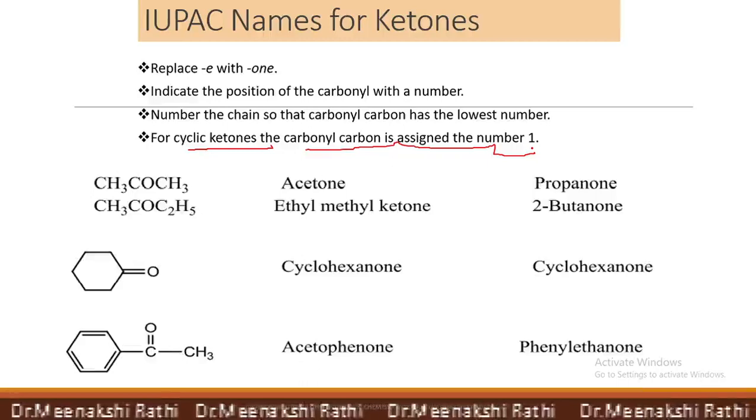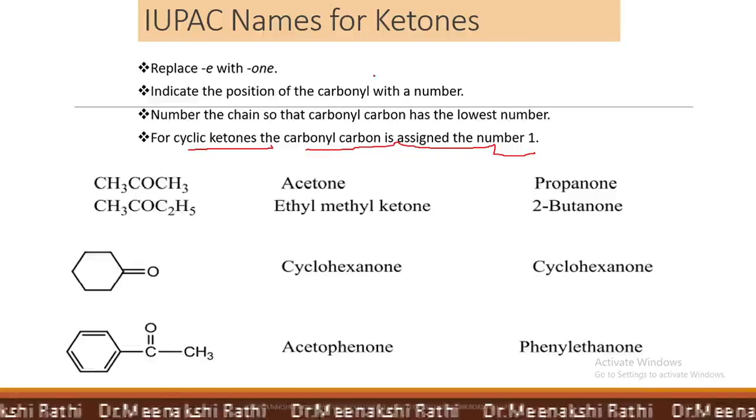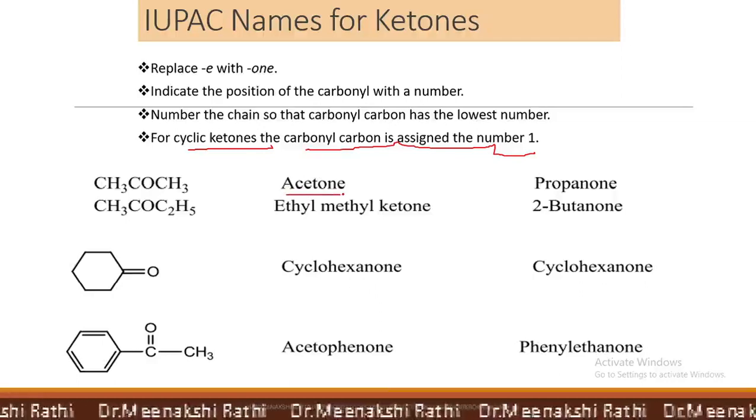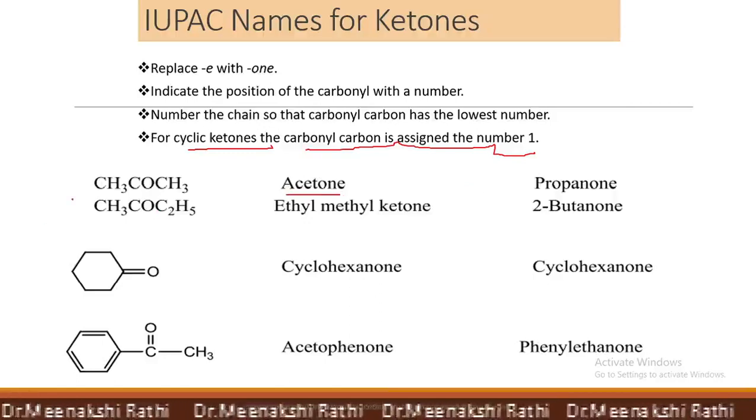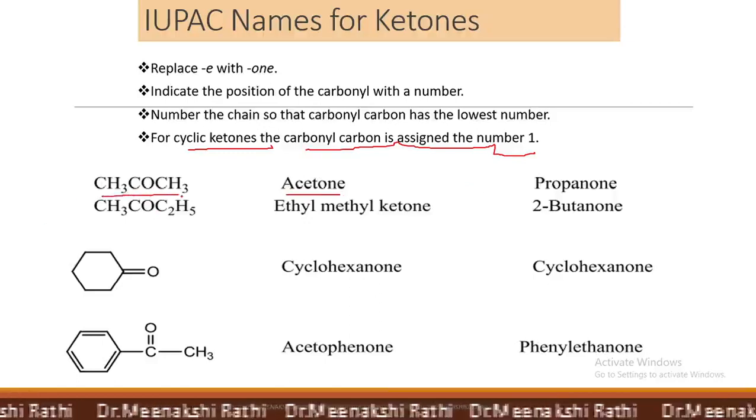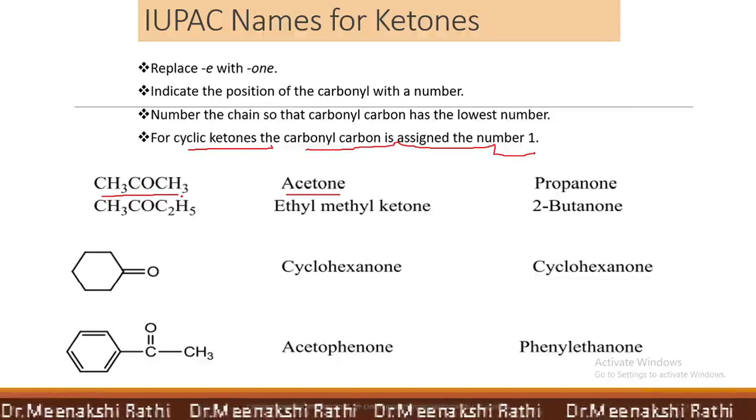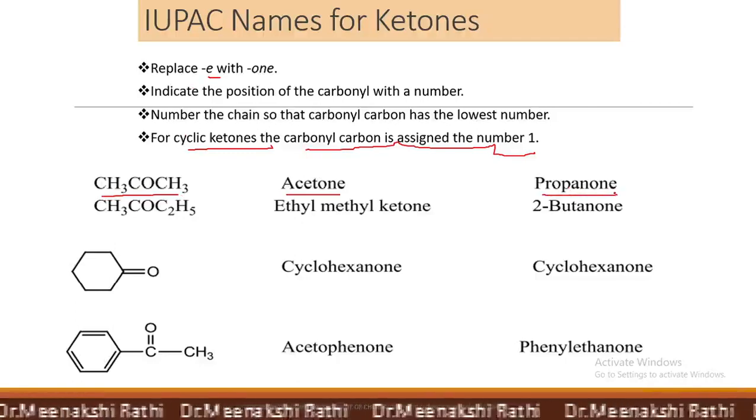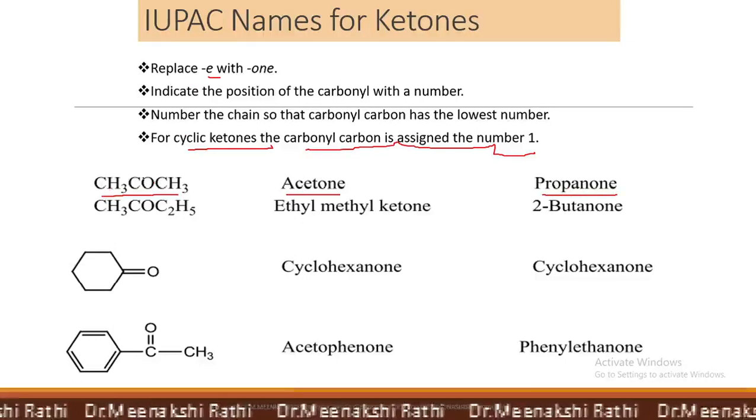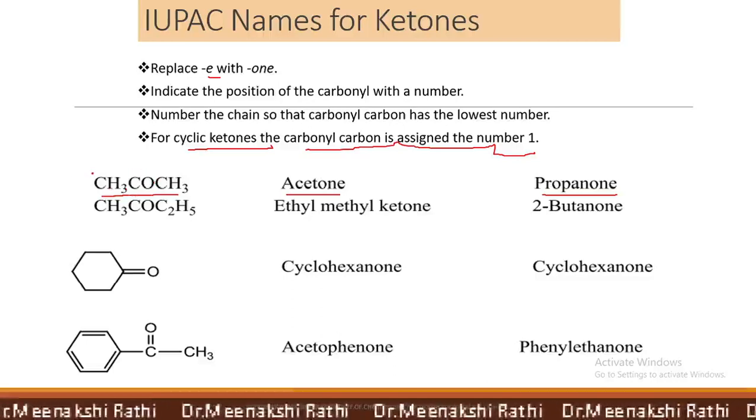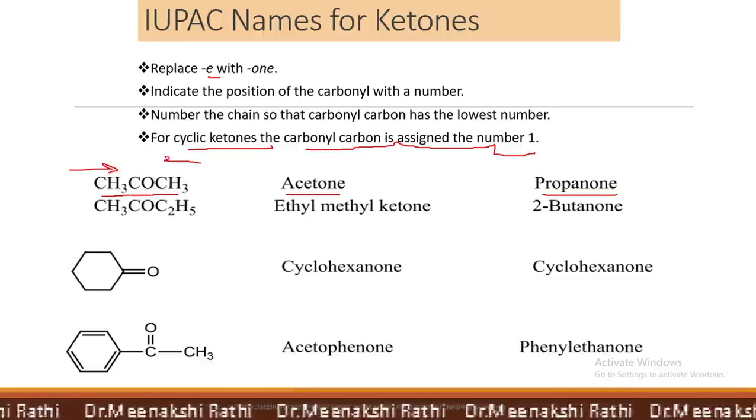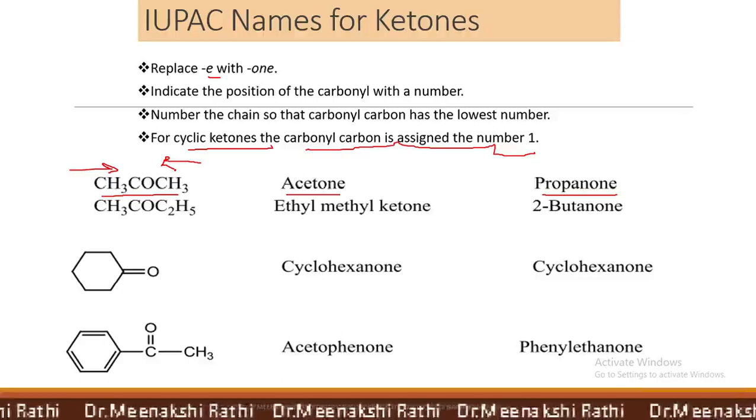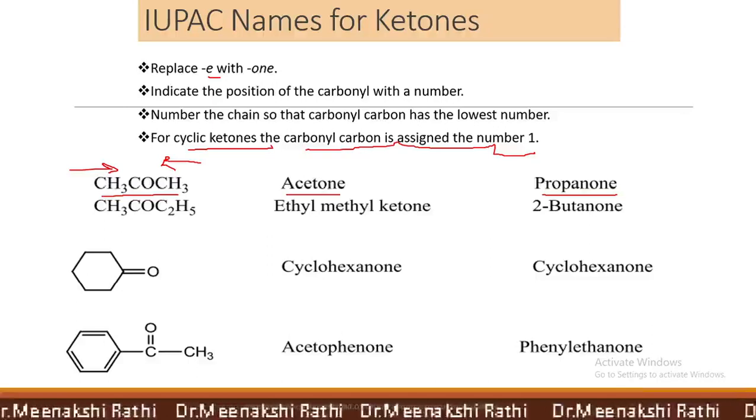So here some examples are given, like CH3COCH3. Its common name is acetone. And what is its IUPAC name? As 3 carbon atoms are there, it becomes propane. The E of propane is replaced with ONE, so propanone. In the case of propanone, there is no need to give a number to the carbonyl group as it is the same from this side as well as this side. It is always 2-propanone. So no need to write the number, only propanone is sufficient. See the next example.